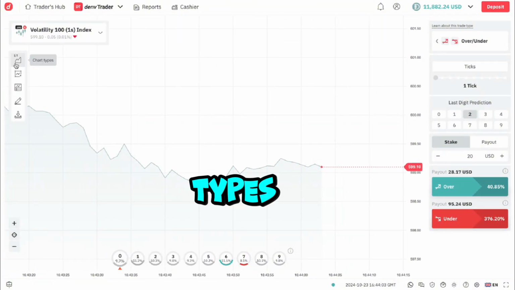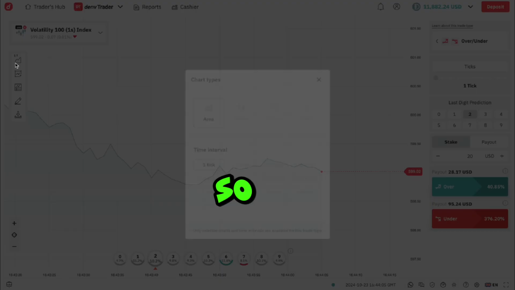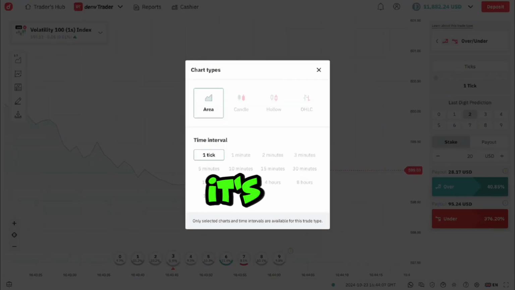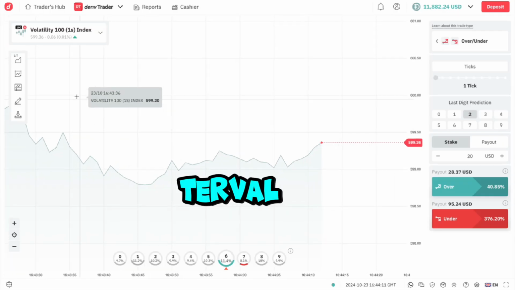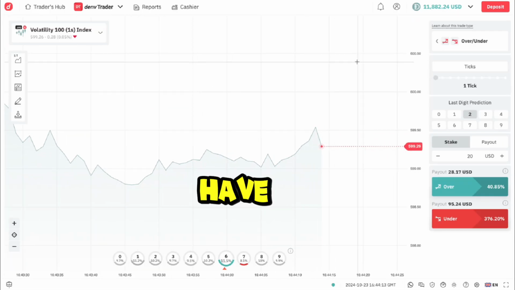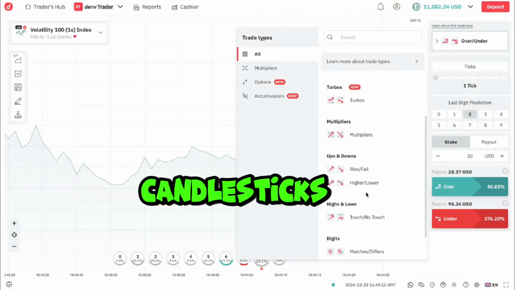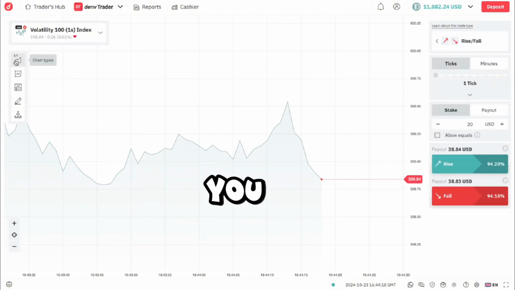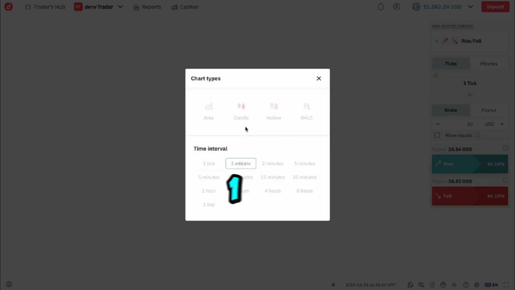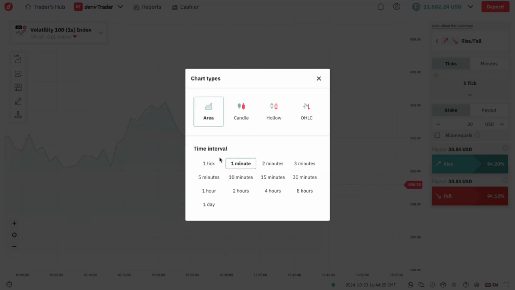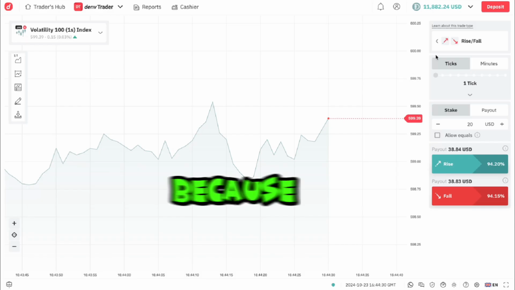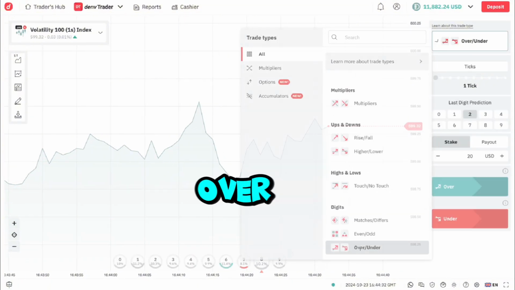Here you have chart types. From the chart types, if it's a digit market, you'll only have the area and the tick, 1 tick interval. If it's a rise and fall, you can change to candlesticks. For example, let me just show you quickly. You can click 1 minute. From 1 minute and above, you can have your candlesticks. You can have the Hollow, you can have the OHLC, but mainly use a candlestick. Let's go back to 1 tick because we want to go back to over and under.